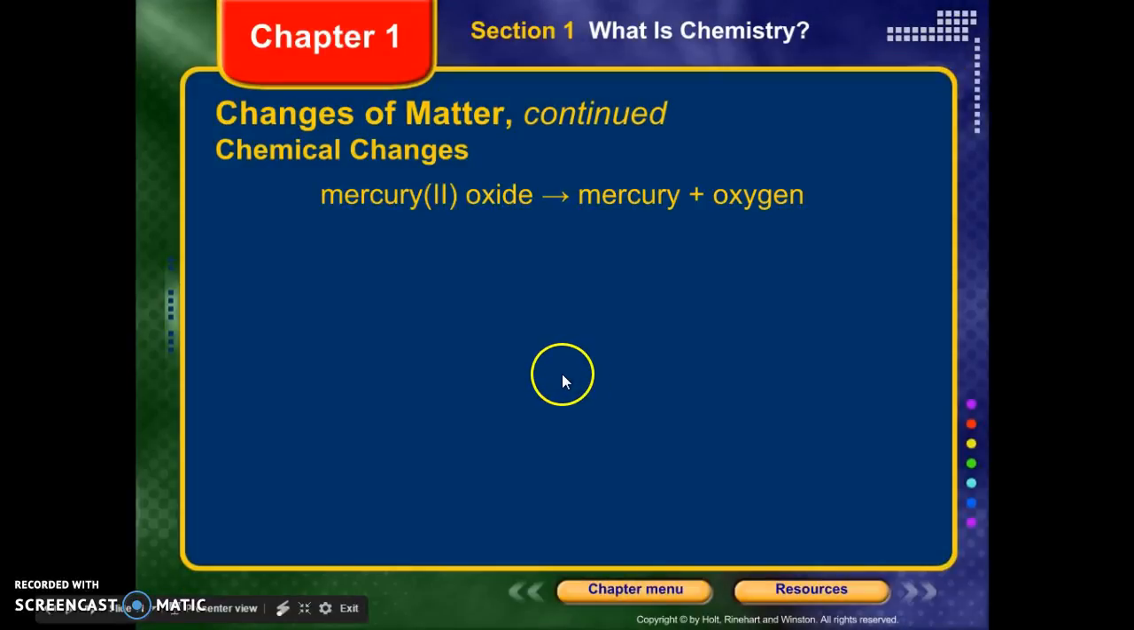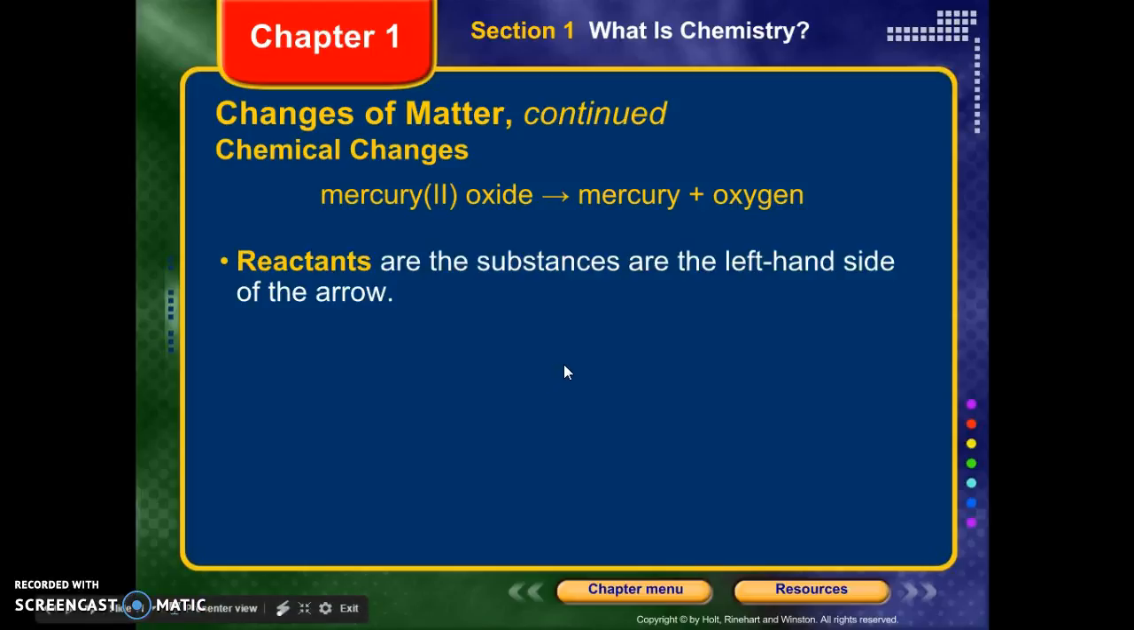Okay, if I have mercury 2 oxide, it's a powder, and if I heat it up, we get a silver liquid in the bottom of whatever the container is, say perhaps a test tube, and the oxygen actually turns into a gas and escapes.